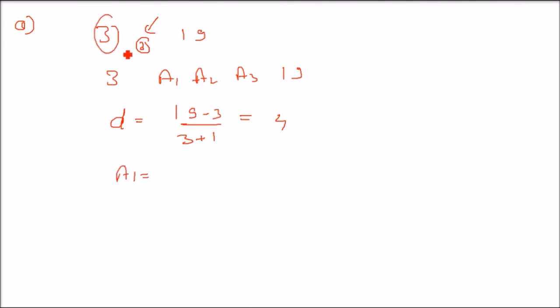You will get A1 is what? 3 is there, 3 plus 4, add D, then you have 7. Then what is A2? 7 plus 4, you will get 11. Then what is the other term? 11 plus 4, 15. So you have this term.